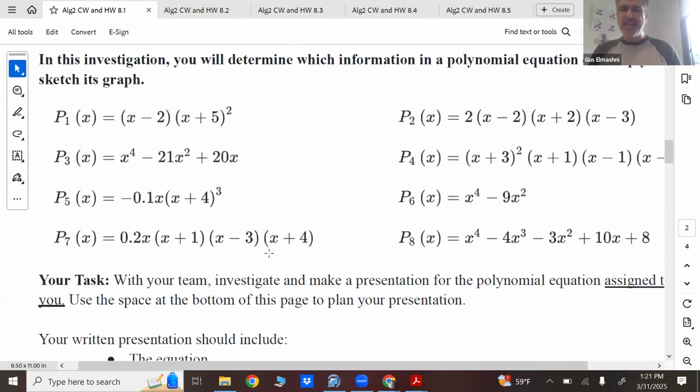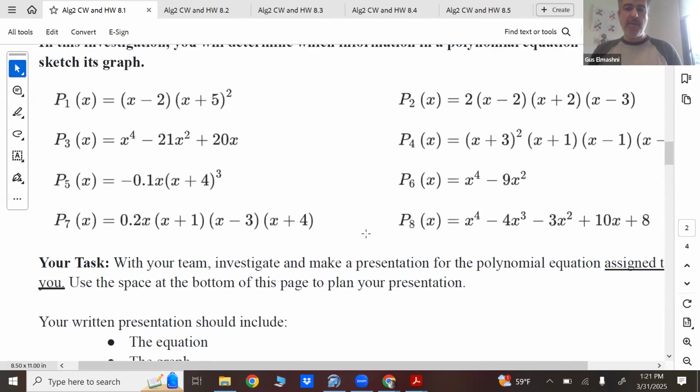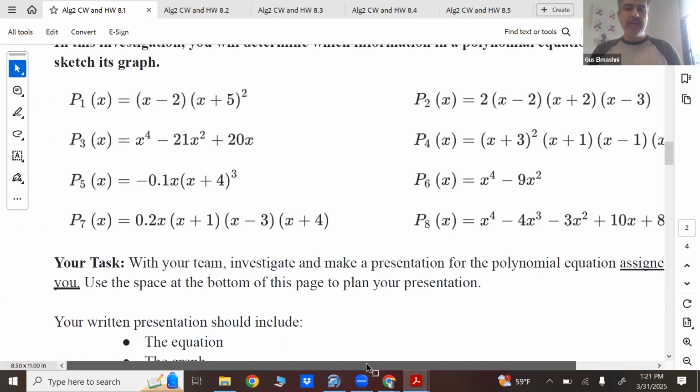I'll do a couple just so you see how it looks. Then I'm going to have you try some on your own. I'm going to do P1 and P3, and I think I'm going to have you do P4 and P8 with an elbow partner. But let's take a look at P1 and P3.